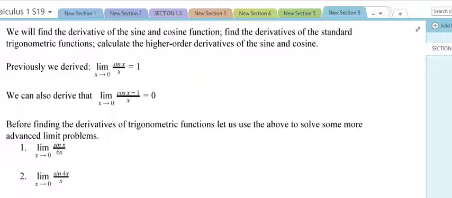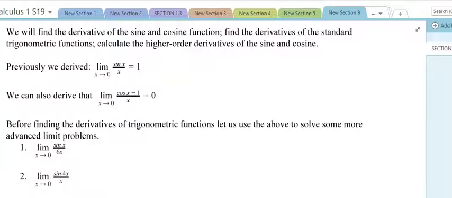Hello everyone, in today's lesson we will be discussing derivatives of trigonometric functions. We will find the derivative of the sine and cosine function, find the derivatives of other standard trig functions such as the tangent function, and then calculate the higher order derivatives of the sine and cosine functions.